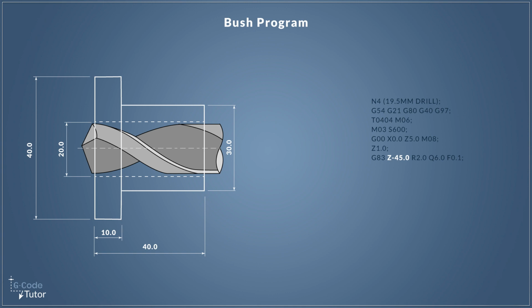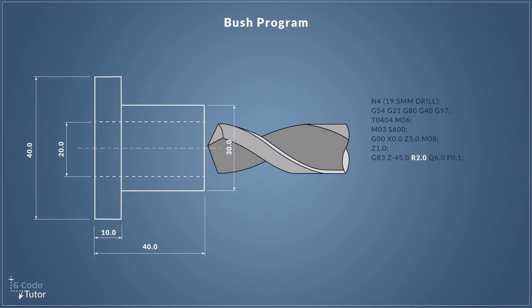Well, the depth of our part is 40 millimeters. I'm going 5 millimeters past this just to allow for that angle of the drill to make sure it fully breaks through the diameter there. If we go for 40, we're just going to pop a little tiny hole at 40 millimeters, and when we part off, the hole won't be fully formed.